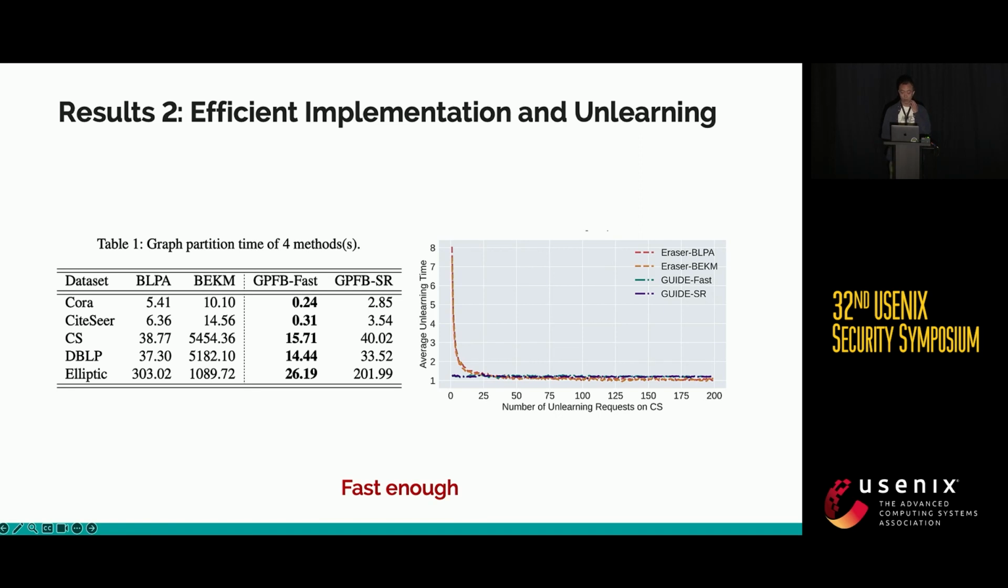Besides, for our graph partition algorithms, for example, GPFB-SR could achieve comparable computation performance to baselines, and GPFB-FAST could achieve a 10 times speedup on graph partitioning over baselines. They are efficient enough to be implemented for the inductive setting. And the unlearning efficiency of our framework is also comparable to baselines, especially when the batch size of unlearning requests is small, so that the unlearning only involves a few shards.